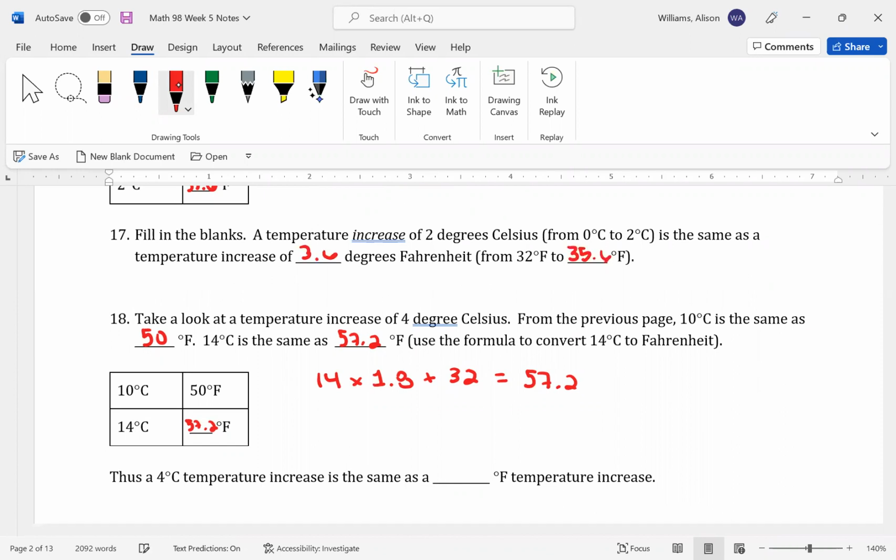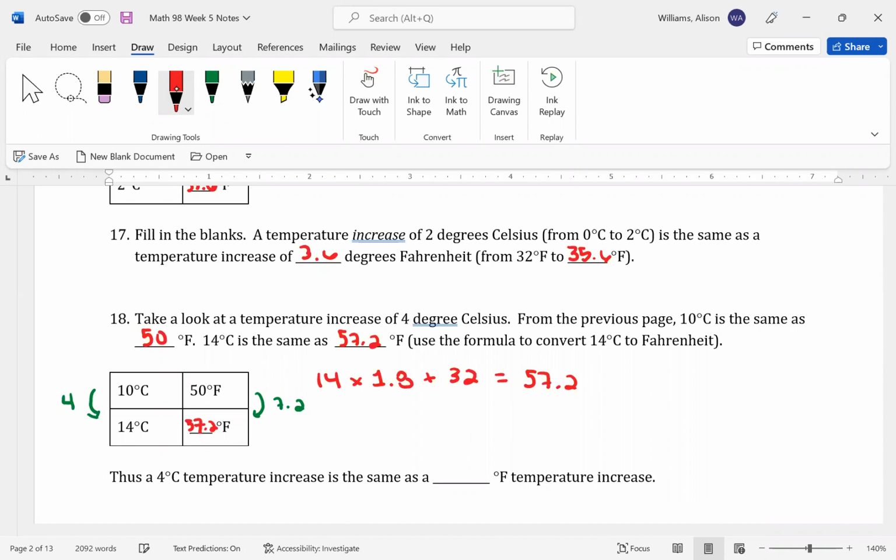Okay. Thus, a 4-degree temperature increase. So this side increased by 4 degrees. Made this side increase by 7.2 degrees. I see that because it's a 50 and then it increased to 57.2, right? Kind of easy to see that it's 7.2.